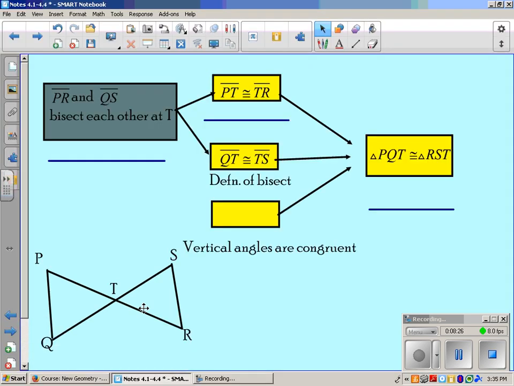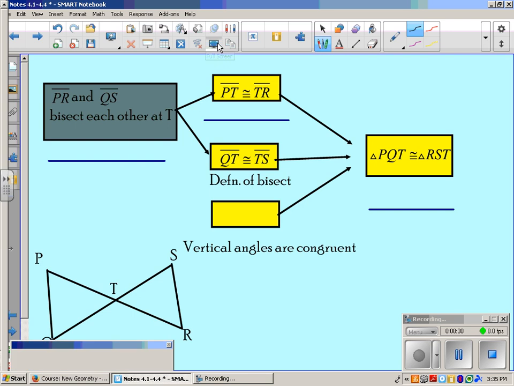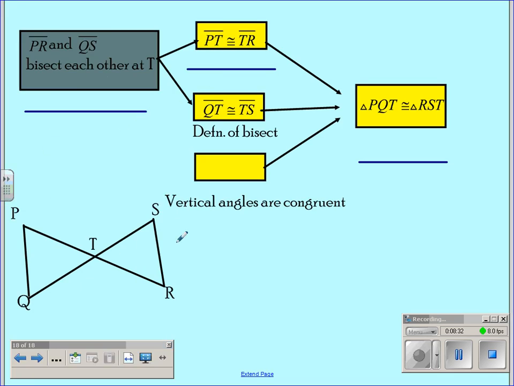Here's the last proof we're going to do, and I'm going to need to go back to do my pen. Here's our fancy-dancy flow chart. Again, I have the drawing down here, and the one thing I cannot emphasize enough is to mark your drawing. You will see whether it's SSS or SAS as long as you mark the drawing. So this is our given information. That's why I made it in a different color. So we are given that PR and QS bisect each other at T. That's given. And now we got some work to do.